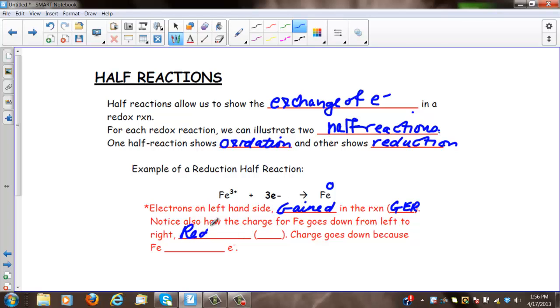Reduction, as we just said, GER. The charges go down because Fe gained electrons. So Fe plus 3 negative charges gives me Fe 0.